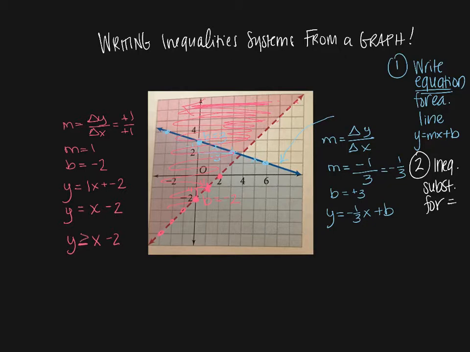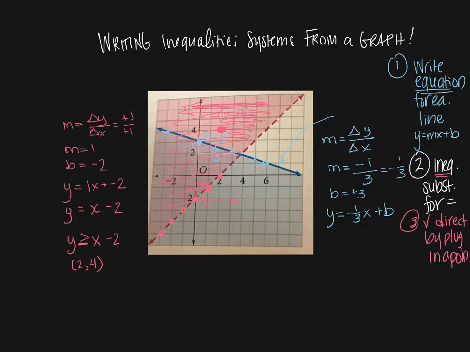Let's test this theory. Let's find a point in my pink. I like this one right here, 2, 4. Let's plug this in and see if that's the right direction. So when we are writing our inequalities, we're going to check the direction by plugging in a point. We're going to call this step 3.